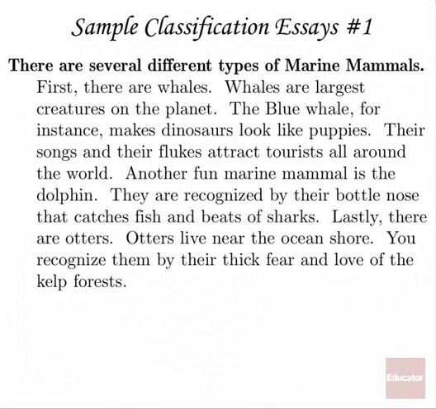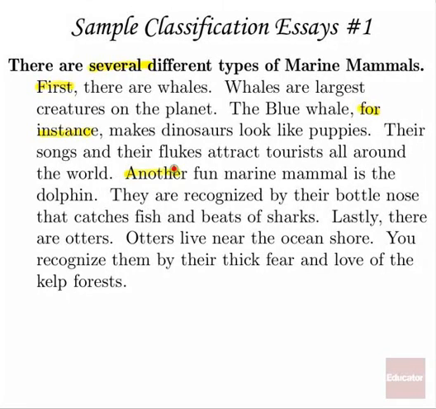So, in order to do a sample classification essay, they do have their own keywords and other things that you must follow. So I'm going to go over a couple essays here, and I'm going to highlight the keywords for you. There are several different types of marine mammals. Several, that's an important keyword. First, there are whales. Whales are the largest creatures on the planet. The blue whale, for instance, makes dinosaurs look like puppies. Their songs and their flukes attract tourists all around the world.